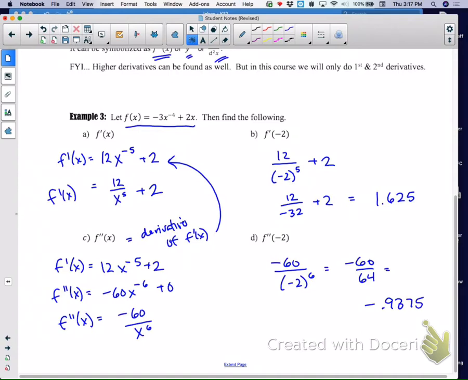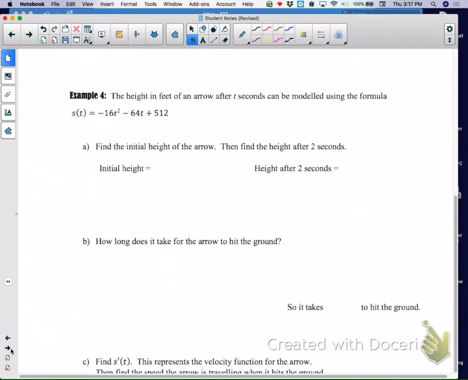All right, now we're going to do a little bit of an application question, and then we'll be done. Okay, the height in feet of an arrow after t seconds can be modeled using the formula S of t is equal to negative 16t squared minus 64t plus 512. So we're using some different variables here. T is like x, and then S of t is like f of x. So find the initial height of the arrow, then find the height after 2 seconds.